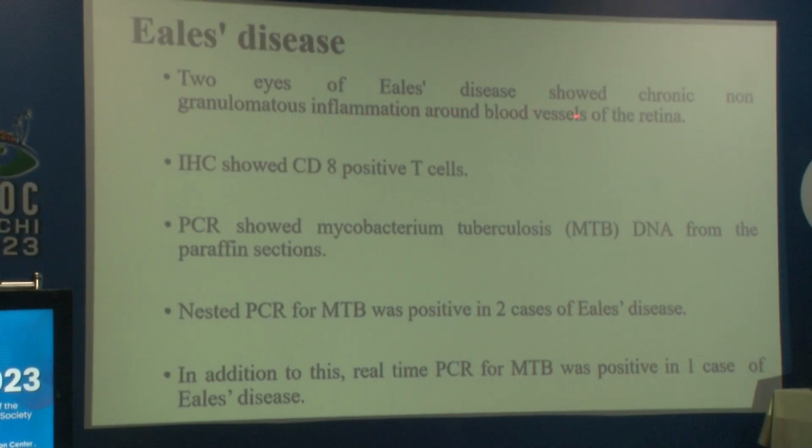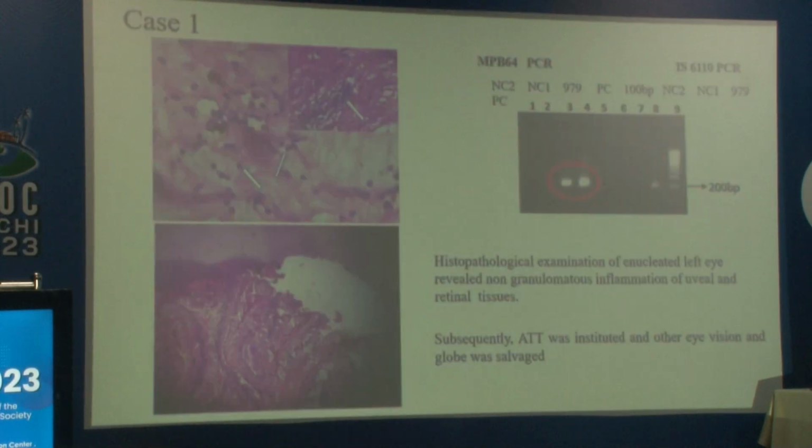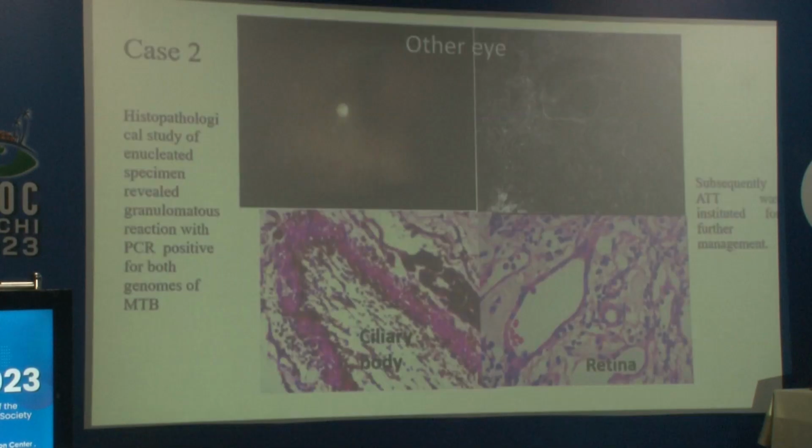In Eales disease, we were fortunate to have 2 eyes. It's not usually enucleated, because it is a chronic non-granulomatous inflammation of the blood vessels of the retina. One of the patients was blind, and I almost begged the patient to help unravel the mystery of Eales disease. It was fascinating to find Mycobacterium tuberculosis DNA by PCR in the enucleated tissue specimen and to show the inflammatory cellular infiltrate.